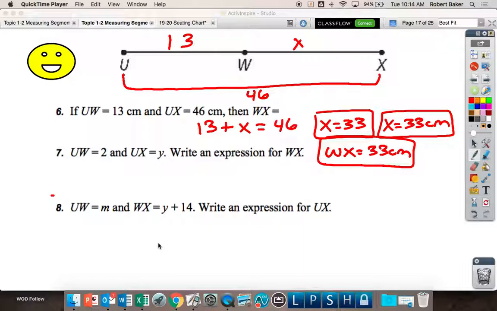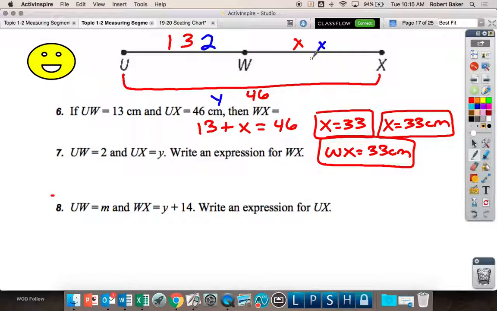So, how long is the measurement of UW? 2. What is the measurement of UX? Y. Is that the first part, the second part of the whole thing? The whole thing is now Y long. So we have to be able to figure out what is the measurement of WX. It's still just X. So we need to write an expression, a formula to describe that line segment.